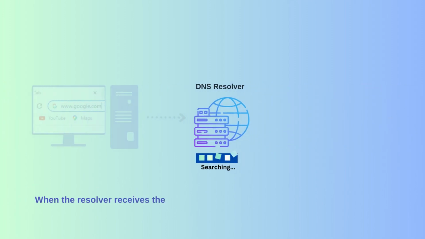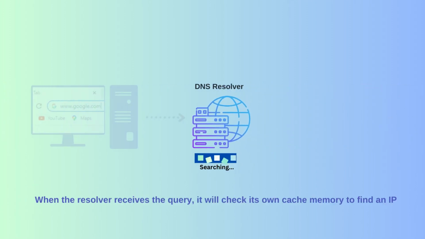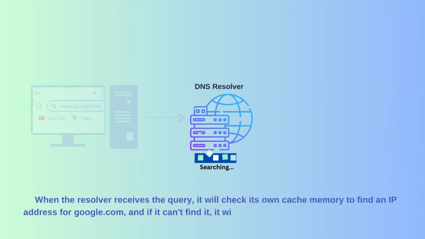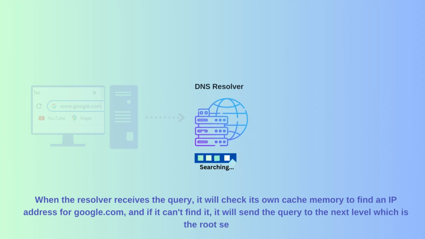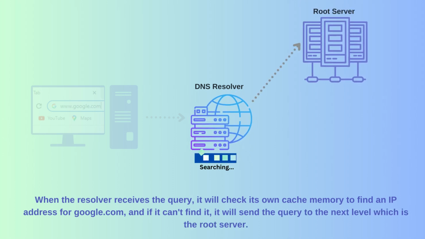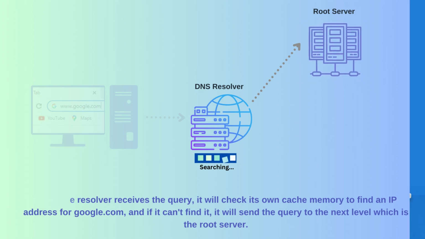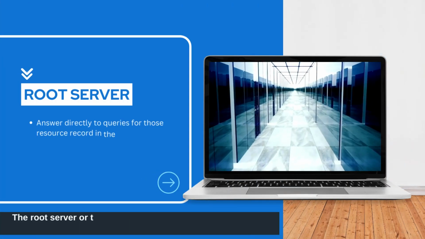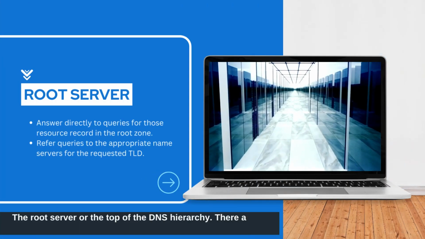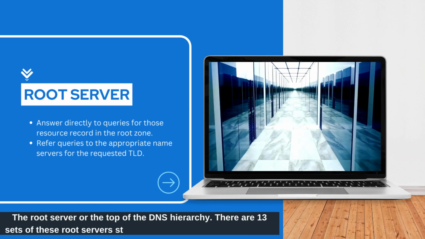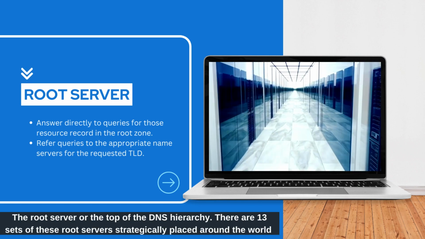When the resolver receives the query, it will check its own cache memory to find an IP address for google.com, and if it can't find it, it will send the query to the next level, which is the root server. The root server is the top of the DNS hierarchy. There are 13 sets of these root servers strategically placed around the world.